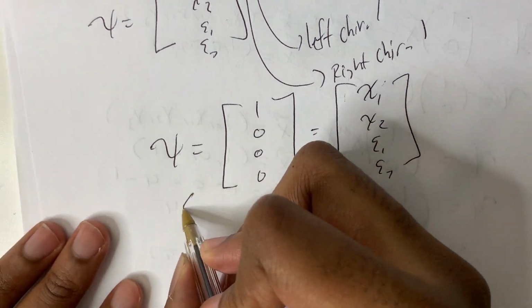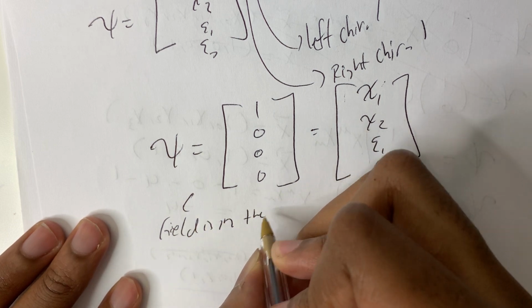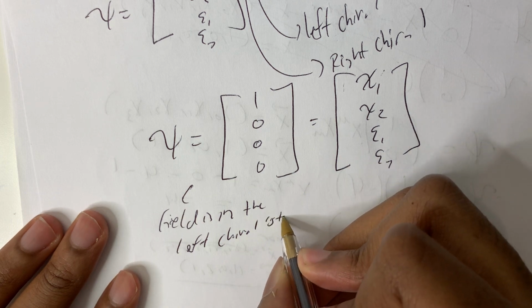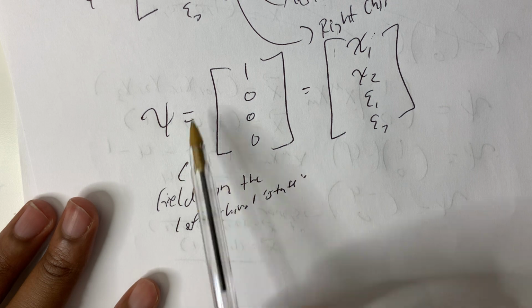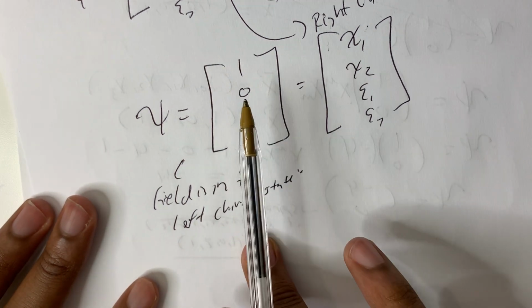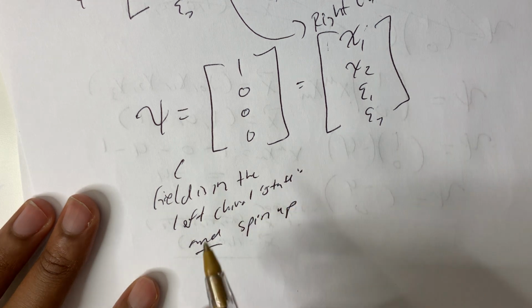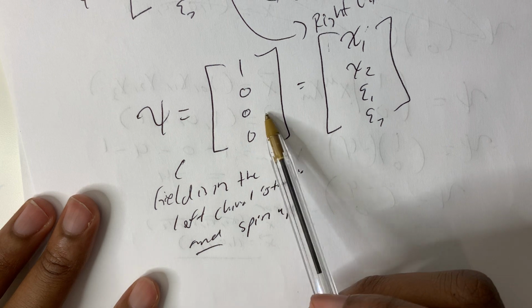So this means that the field is in the left chiral state, as you could say. It's in left chiral space. It's a left chiral spinor, and it's spin up, right? Because we have 1, 0. That's just the spin up vector.